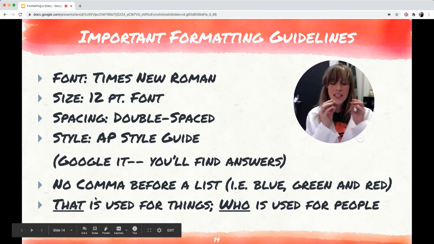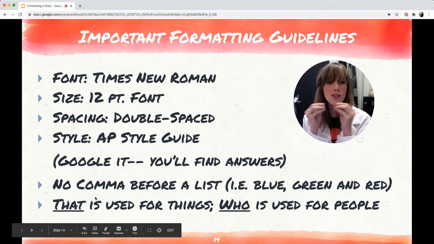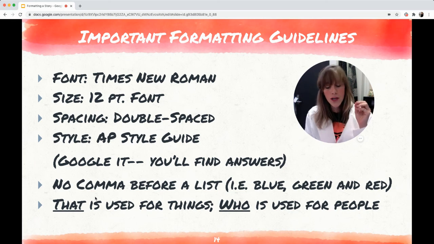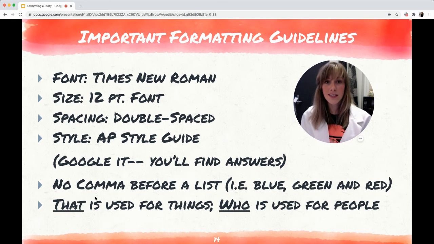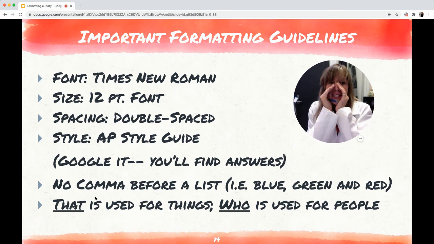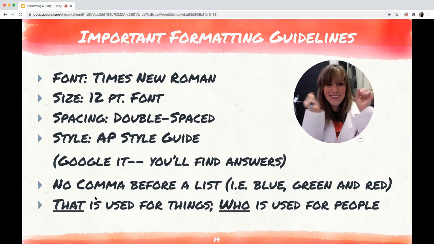Next thing. That is used for things. Who is used for people. So the computer that is blue. That, it's a thing. A computer's a thing. The woman who is laughing. Guess what? The woman is a person, so we're going to use who. We wouldn't say the woman that is laughing. She's not a thing. We wouldn't say the computer who is blue. It's not a person. Okay? That is used for things. Who is used for people. Side note, this is important to know for your English class too. Yay!